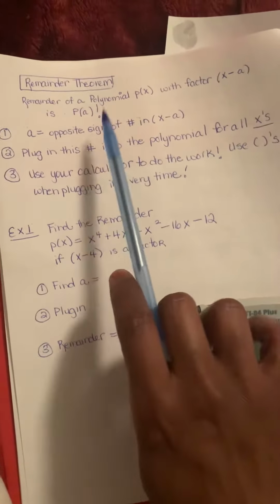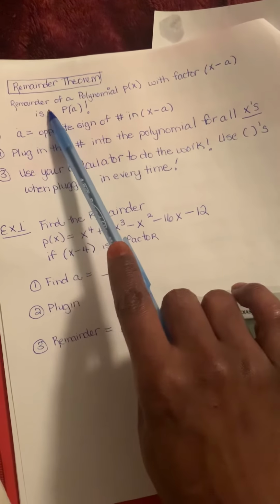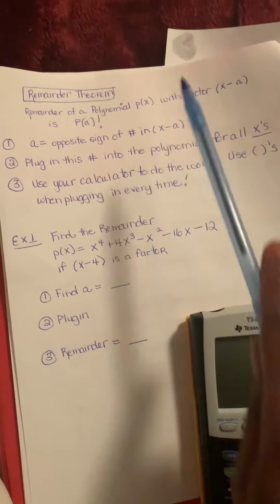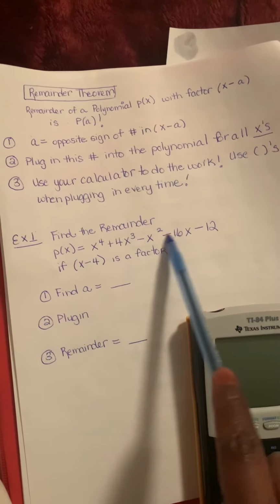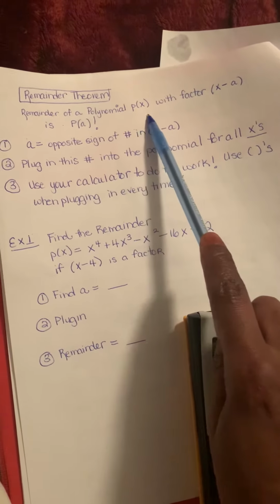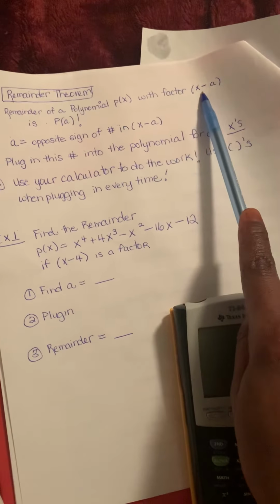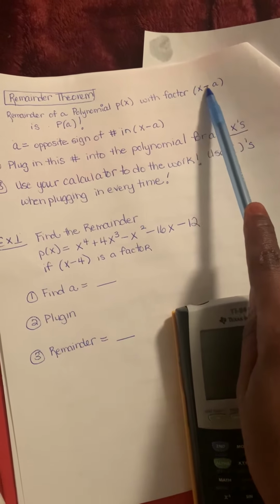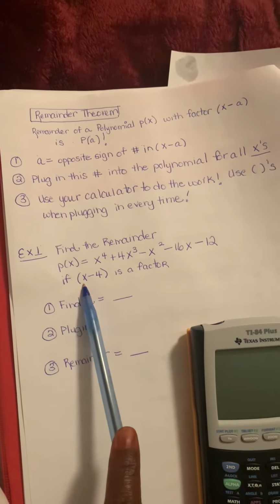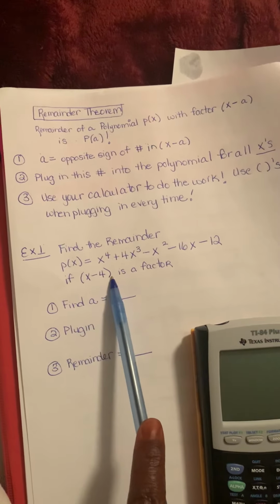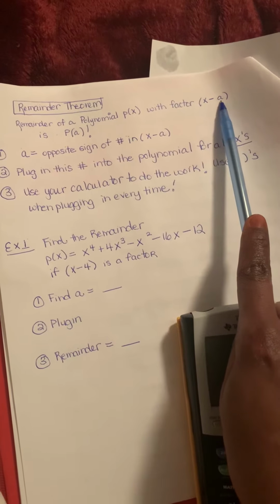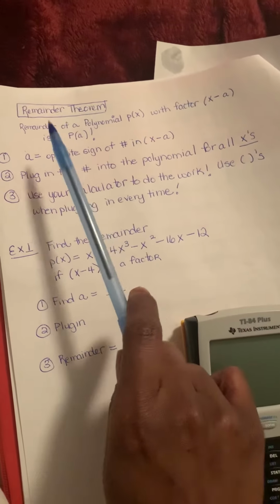All right, so the remainder theorem says the remainder of a polynomial, and that can be any polynomial. This is an example of what a polynomial is. So any polynomial where they give you a factor, and they're going to say x minus a, the a is going to be a number. So in this example, they said x minus 4. 4 would be my a because it's written after the subtraction sign.